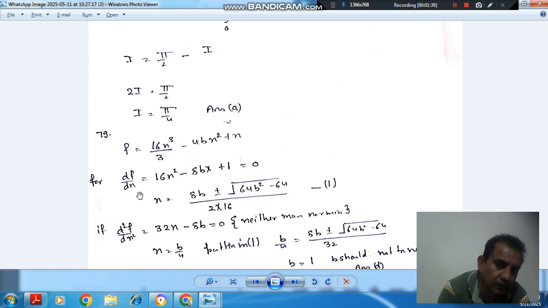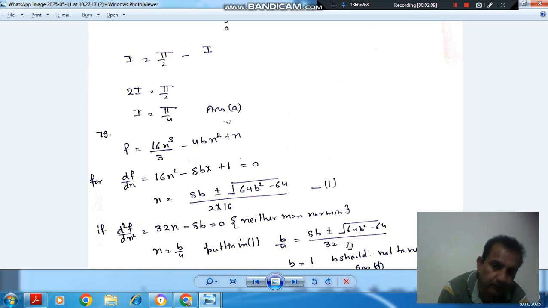Now again differentiating, it will be 32x minus 8b is equal to 0. So this is neither maximum nor minimum if we put it equal to 0. If it is positive, then it will give a minimum value. If it is negative, it will give a maximum. So from this x comes out as b by 4. If we put x is equal to b by 4 here, then we get b as 1.